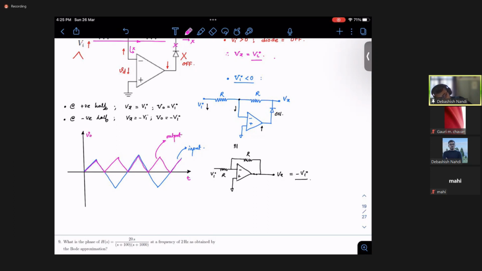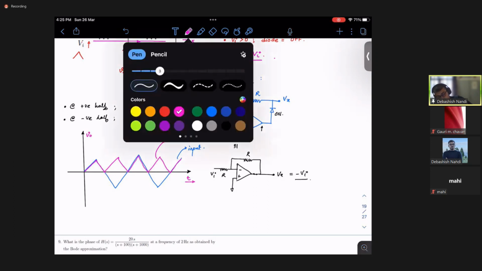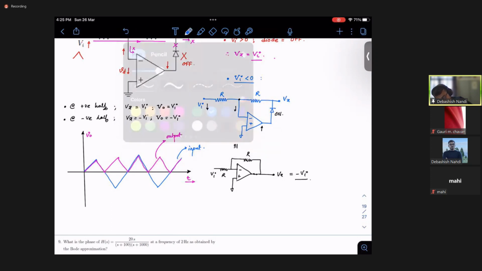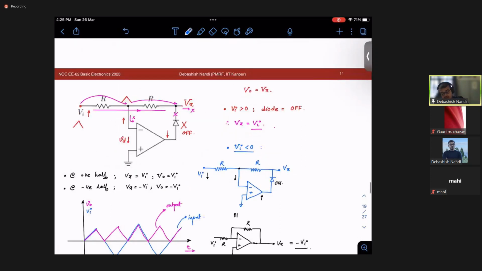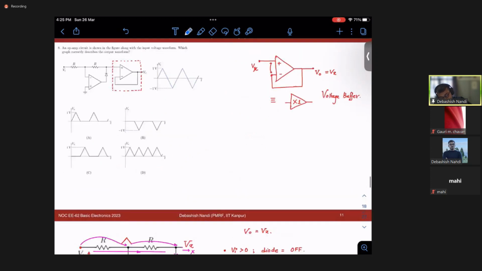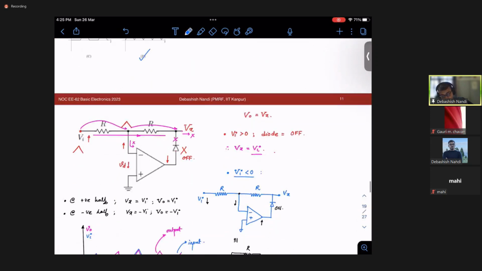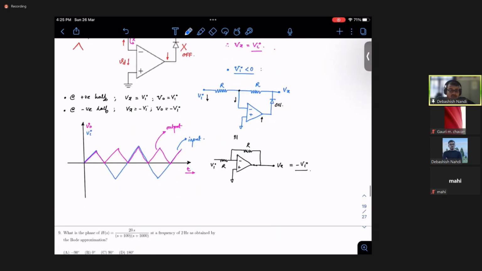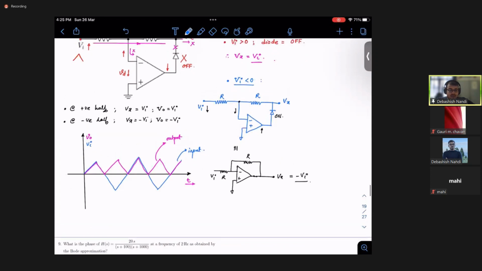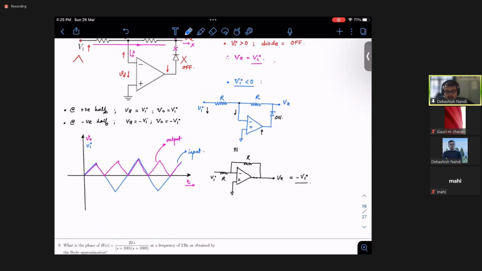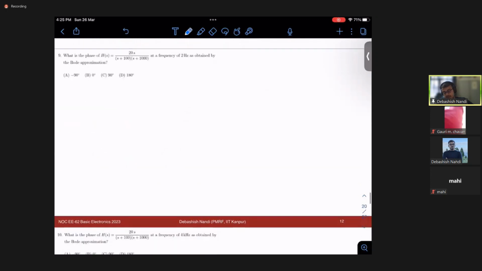This is your T axis. Okay. So your output will be D. Your answer would be D, and your output will look like a full wave rectified waveform, right? So these were pretty simple op-amp circuits, right? So now let's move to the next problem.